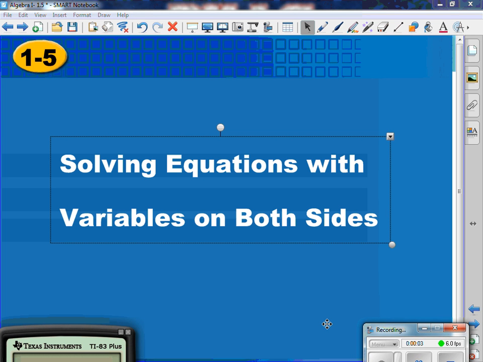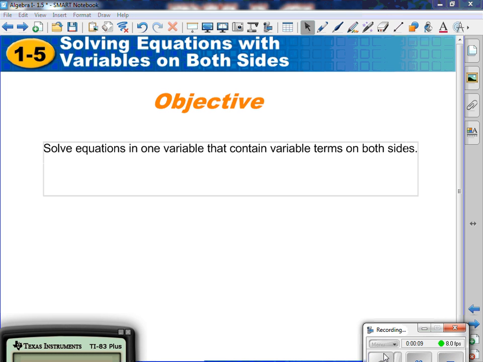Today we're starting 1.5, solving equations with variables on both sides. So our main goal today is going to be solving equations that have only one variable, but have the variables on both sides.